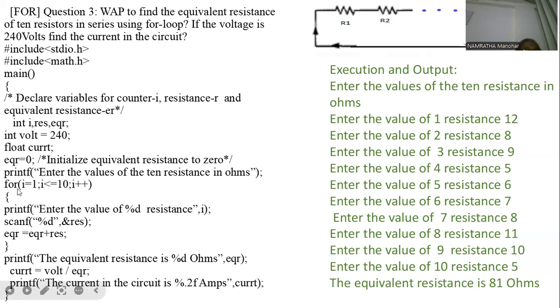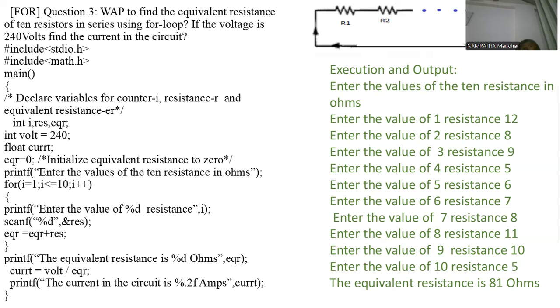So I'm using a for loop. For i is equal to 1, i less than or equal to 10, i plus plus. Printf, enter the value of %d resistance, i. Now i is 1, so I'm saying enter the value of the first resistance. Scanf, I'm accepting the first resistance, adding this resistance value to the equivalent resistance, right?